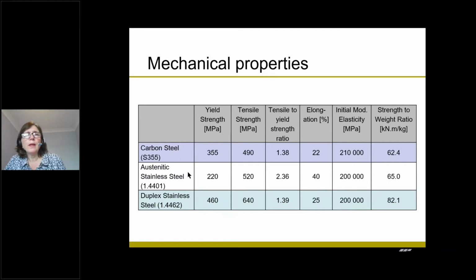What I've put in the middle are the austenitic stainless steel data, and you can see the strength is somewhat lower, but the tensile strength higher, and that's because of the great strain hardening these stainless steels exhibit. And you can see here the tensile to yield ratio is much higher.